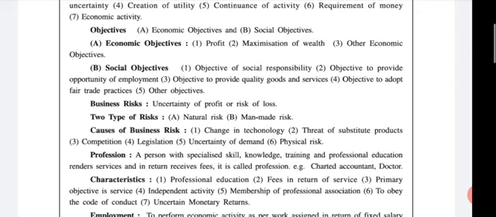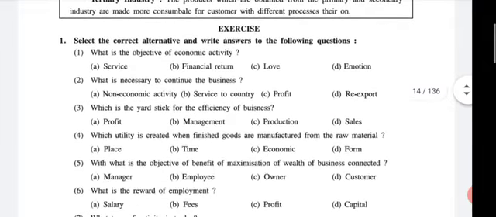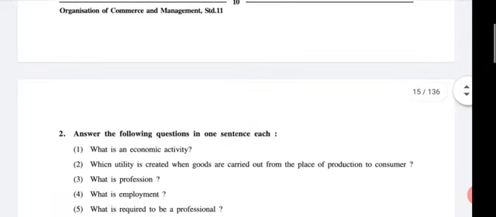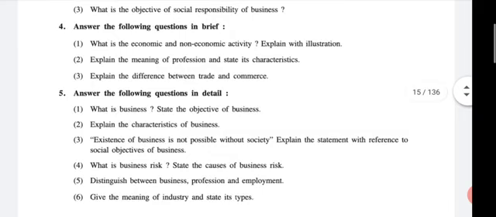Before that, I tell you today's homework. Today's homework is in your fair note. First, you start the exercise: MCQ, then one sentence, then short answers, then brief answers, and detailed answers. But in detailed question answers, you write only head points and definitions. You don't need to write in detail, because if you read the detailed information 2 to 3 times, then you learn it easily. So you don't need to write detailed information.